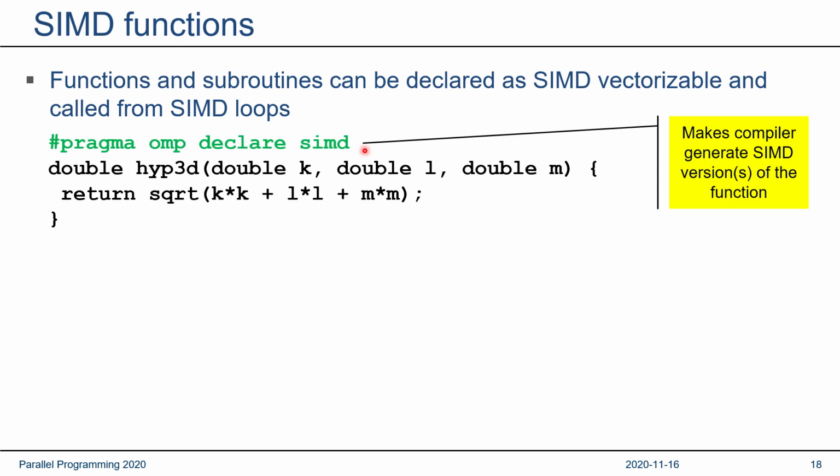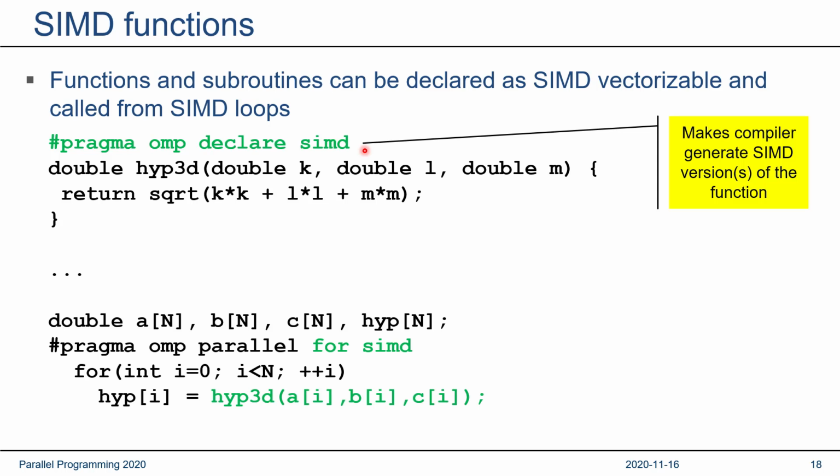Now, how can I use this? In the main program, I have four arrays, A, B, C, and HIP. And I have a parallel for SIMD vectorized loop here. And I want to call this function for every iteration of the loop by handing to the function the three arguments A of i, B of i, and C of i.